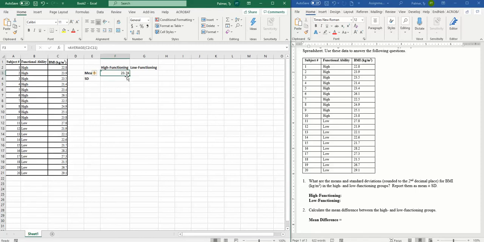If you need to adjust, it looks like it's already adjusted for me. If you take a look back at the Word document, it says to round these values to the second decimal place. Mine's already rounded to the second decimal place, but remember to do that. You can adjust the number of decimal points here at the top.